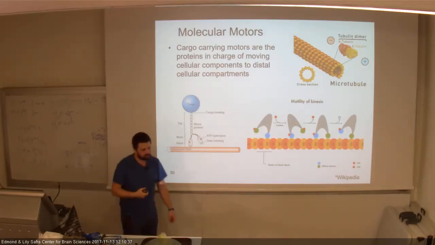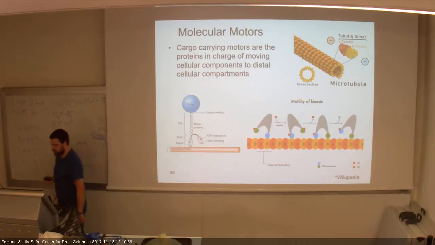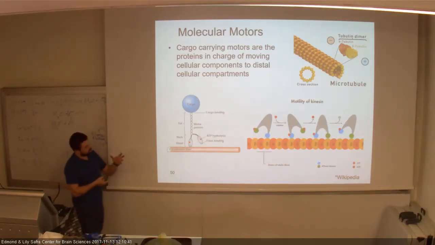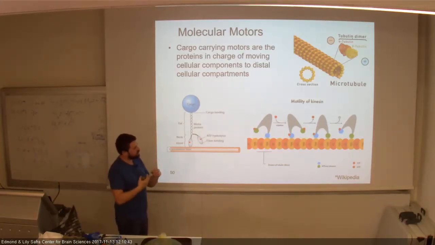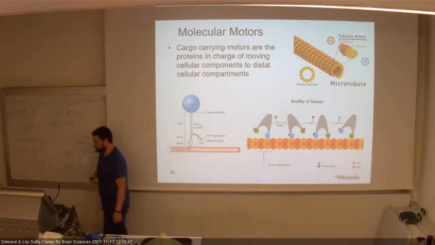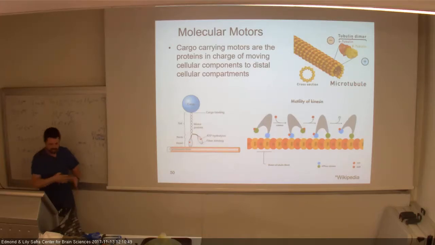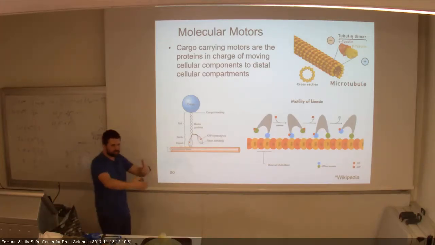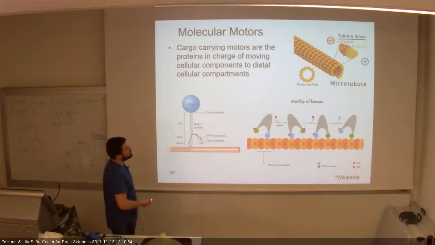When I see this graph, it reminds me of a person with OCD walking in the street. If you ever saw the movie As Good as It Gets, he doesn't walk on the lines of the sidewalk. So the kinesin only walks on the beta subunits because they're positively charged, so it only walks in the positive direction.